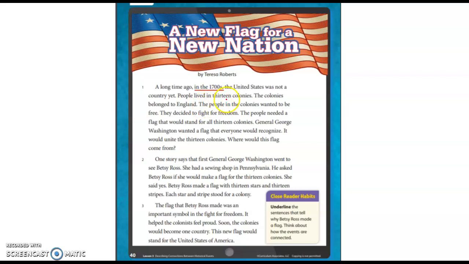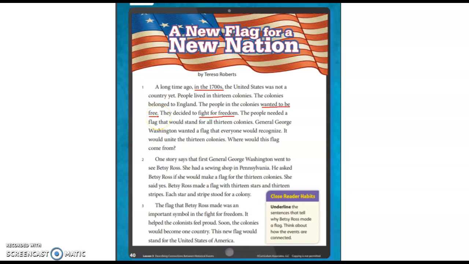People lived in 13 colonies. The colonies belonged to England. The people in the colonies wanted to be free. They decided to fight for freedom. So why did they fight for freedom? They fought for freedom because they wanted to be free. So there's some cause and effect in this text.